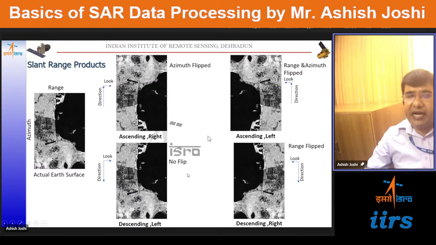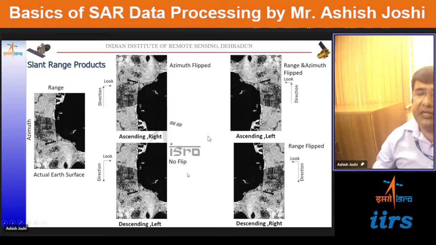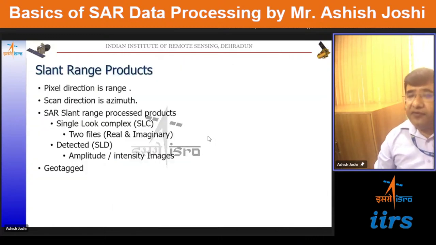So you can see in the slant range products there is a flipping in the range and azimuth direction due to the looking in both the range direction and azimuth direction. So this is not geometrically corrected. We have to do some geometrical corrections like geocoding and geocoded terrain correction for viewing the products in a proper geometry. In the slant range product, the pixel direction is the range and the scan direction is the azimuth.